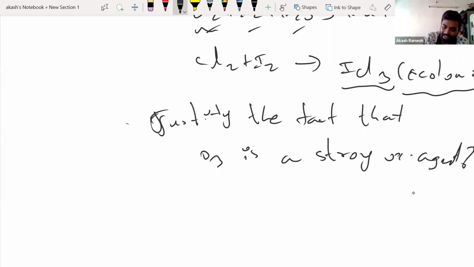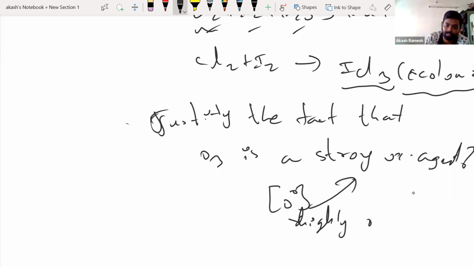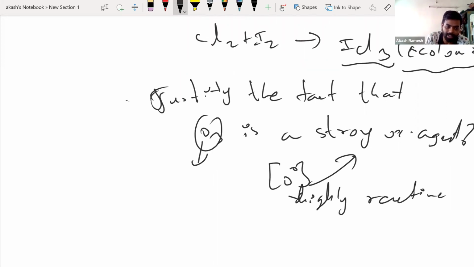So whichever compound can produce this nascent oxygen will be a strong oxidizing agent. It's very simple because this O will be in the form of a radical, as he told. It will be highly reactive, right? As I said, ozone is a little unstable, right?